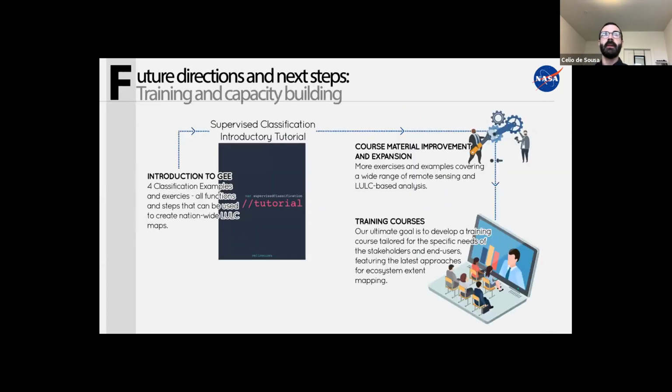Next slide, please. For the future directions and the next steps, we want to start sharing this knowledge and this new way of creating ecosystem extent maps with the countries that we are working with. So we documented all the steps that we have taken, and we compiled a few introductory exercises to get people acquainted with Google Earth Engine. And right now we are working to improve and expand this material into a full training course where people can essentially learn how to do the full analysis from the very first steps of getting the Landsat data to having a map of ecosystem classes. And we're very excited about it.